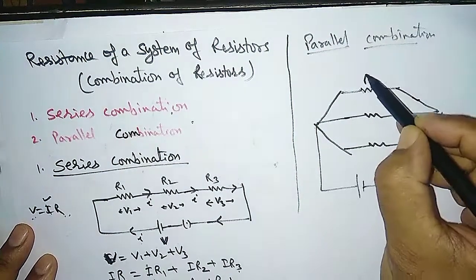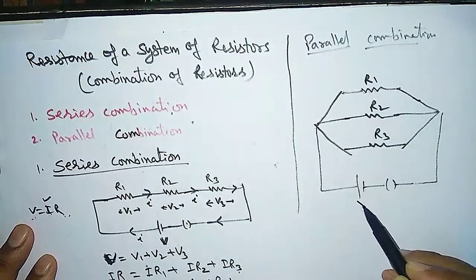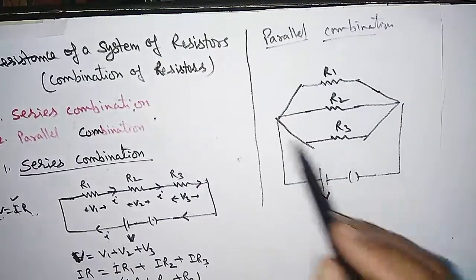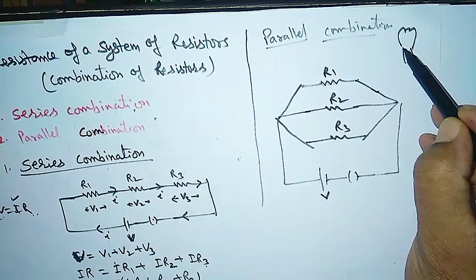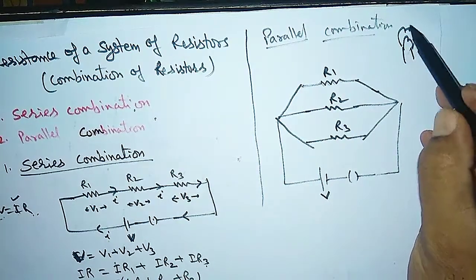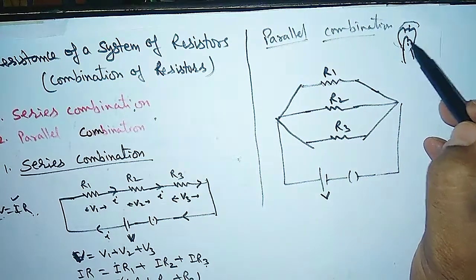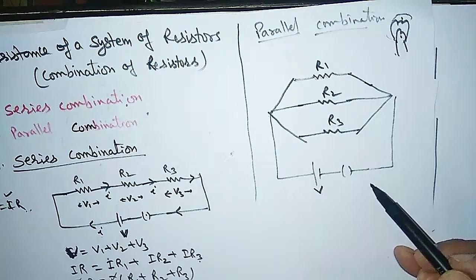Say it is R1, say it is R2, say it is R3, and suppose it is the V. So all resistors are connected with the same potential difference. Suppose this is the first, this is the second. So potential difference across the first is the same as the potential difference across the second. So R1, R2 and R3 all are at the same potential difference.